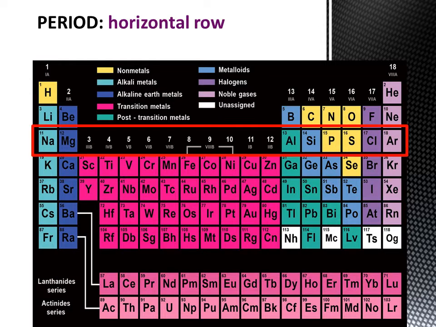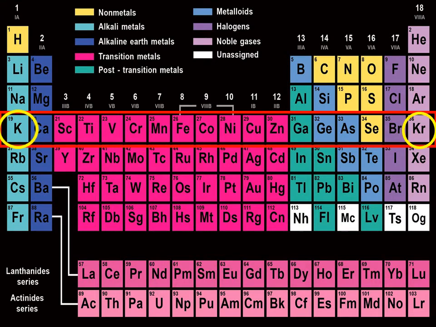A horizontal row in the periodic table is known as a period. The periods in the periodic table are numbered from 1 to 7. Example: period 4 starts with potassium and ends with krypton.